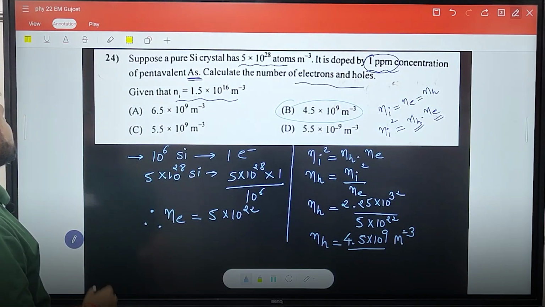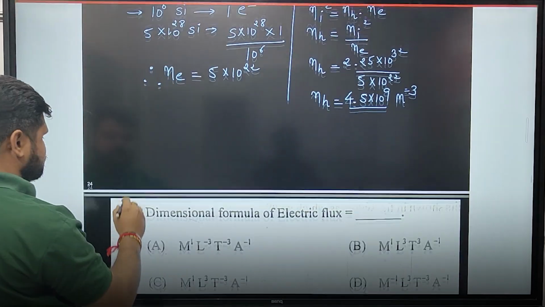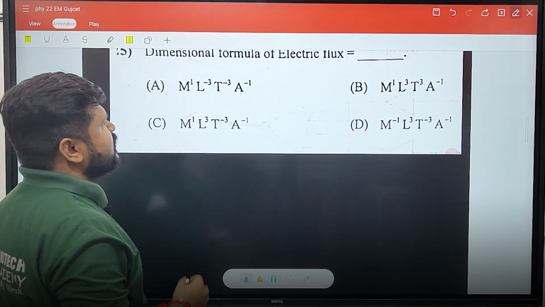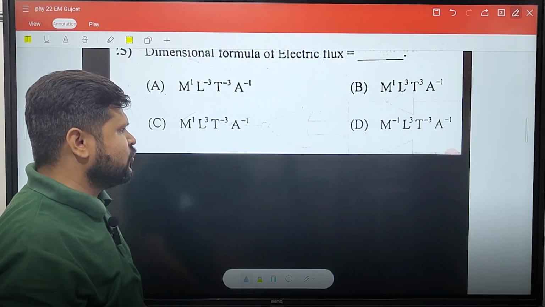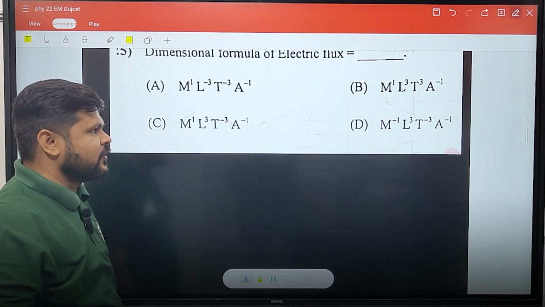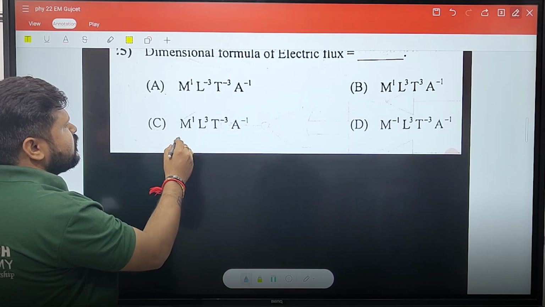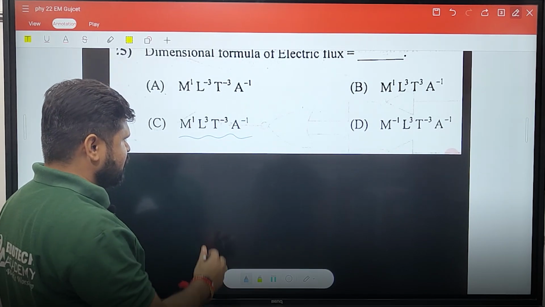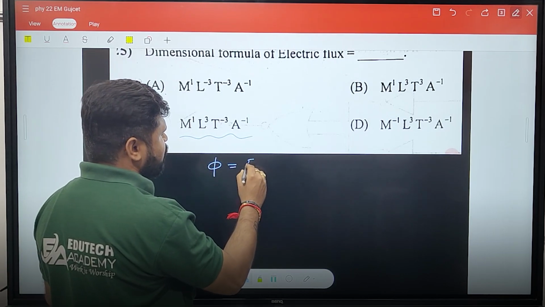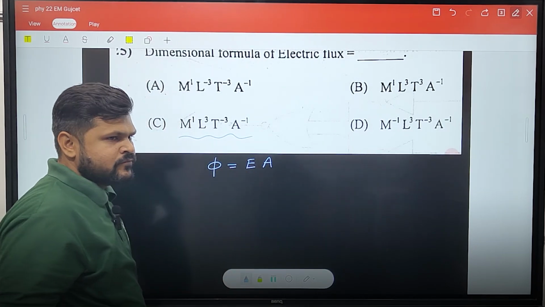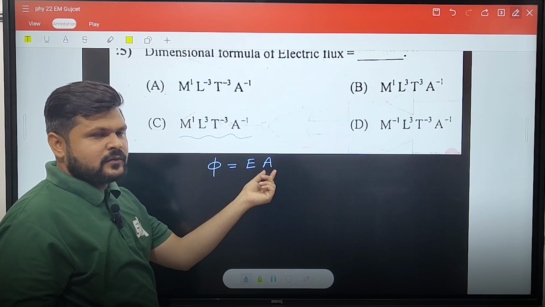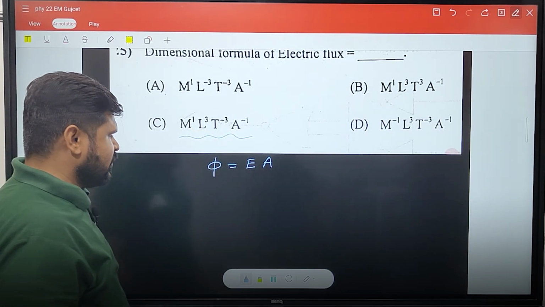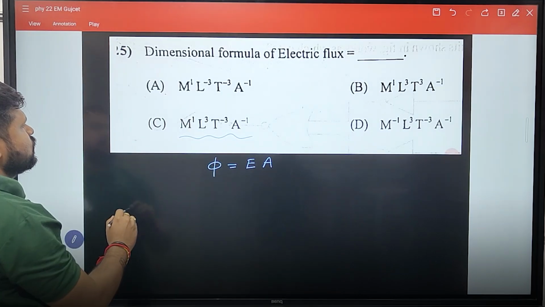So now we will move towards MCQ number 25. This is again an easy MCQ, that is the dimensional formula of electric flux. We know that the dimensional formula of electric flux is M1 L3 T minus 3 A minus 1. If you want to solve it, then just place the formula: phi is equal to EA. Place the dimensions of E and A. You will come to know that it is M1 L3 T minus 3 A minus 1. Next MCQ.